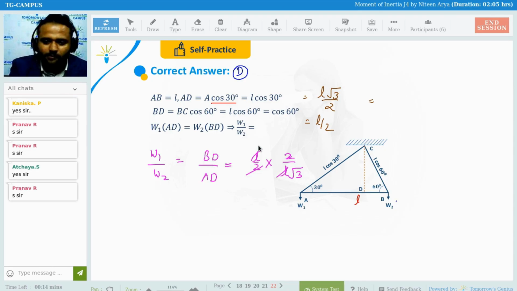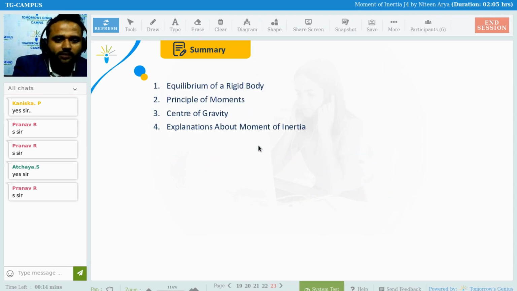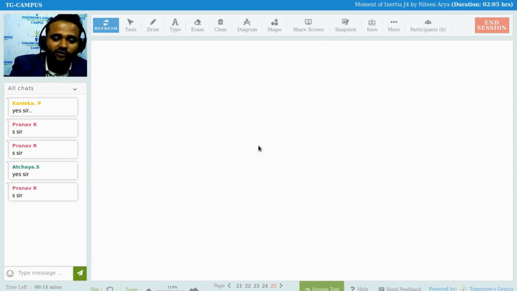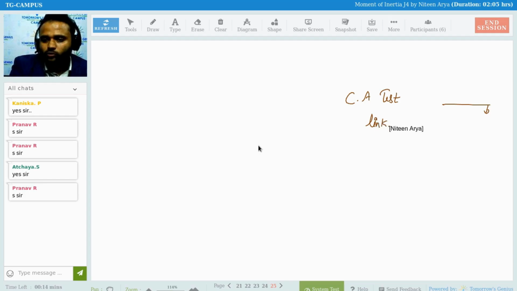Okay, almost done. In this class we covered equilibrium of rigid body, principle of moment, center of gravity, and an explanation of moment of inertia. As usual, we have center of mass again. This is your class assessment test link. Open it, everyone, and go through all 6 questions. If you find difficulty in any of them, let me know. And there is a homework also.